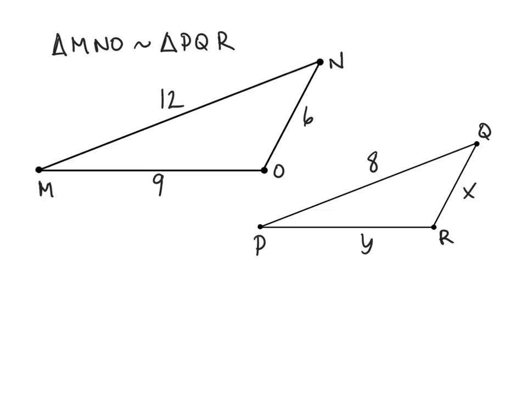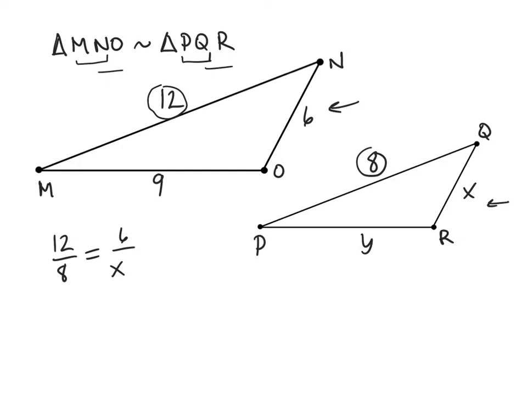One more example with similar triangles. Here two triangles are similar, and I'm going to find x and y. Line up the corresponding sides. 12 corresponds with 8. I know that because MN is the first two, and PQ is the first two in the other triangle. 12 is to 8. Back to the big triangle above, and I can say that 6, that's NO, the last two, corresponds to x, which is QR, again the last two.